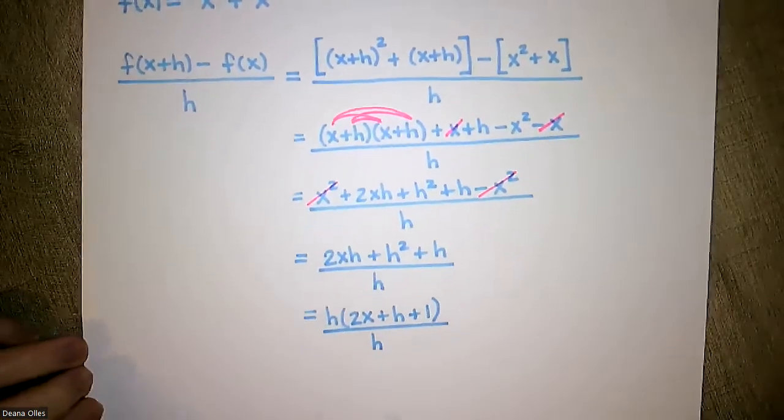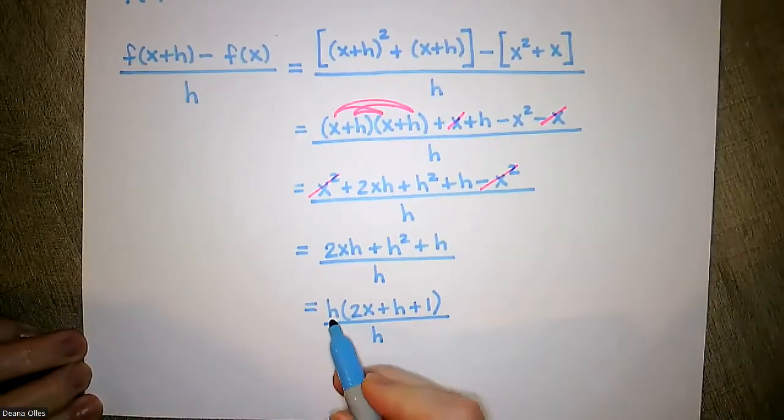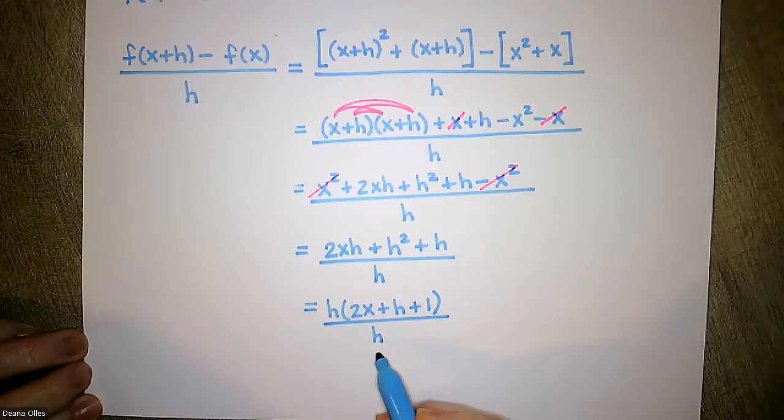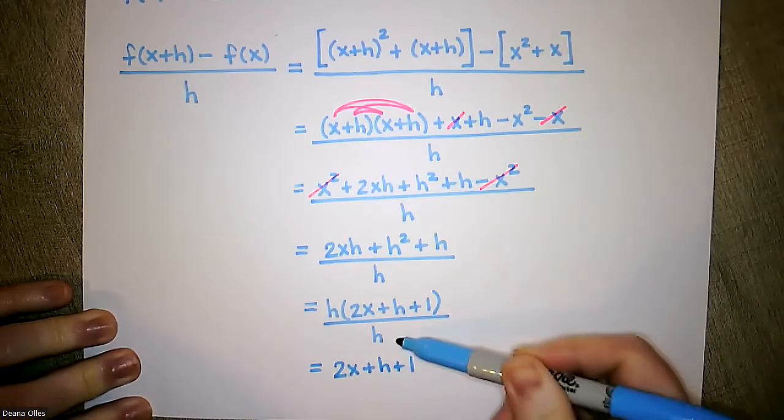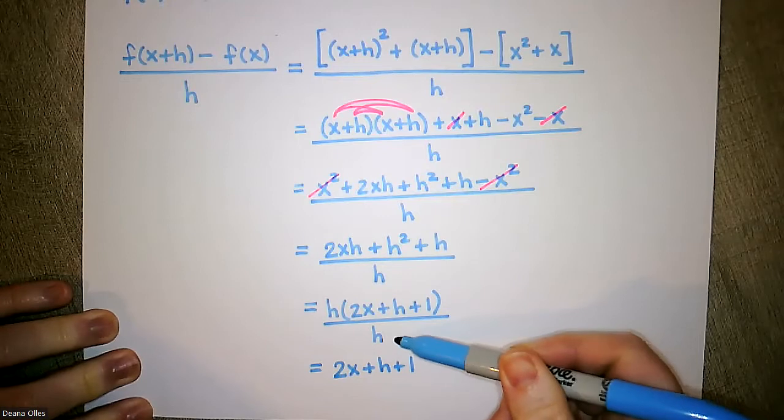And we've had this conversation a lot lately where we really want to cancel the h's here, and that would be okay provided that we understand that h cannot be 0 because I can't divide by 0.